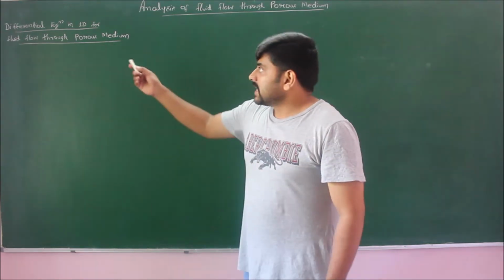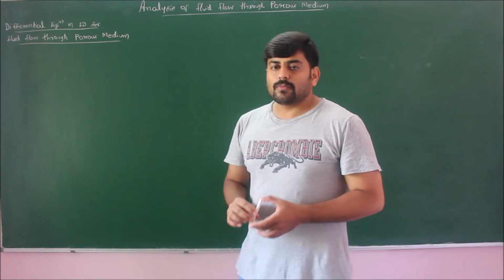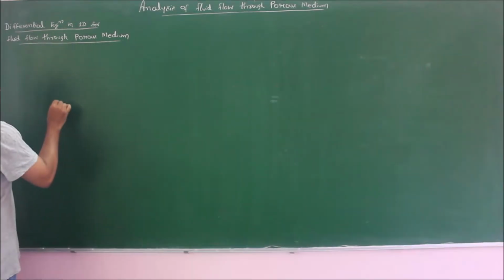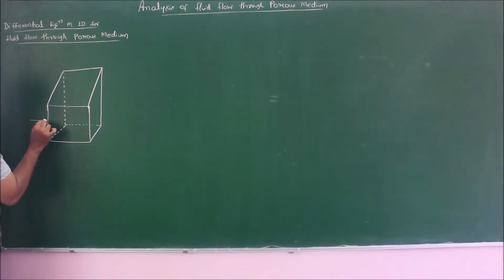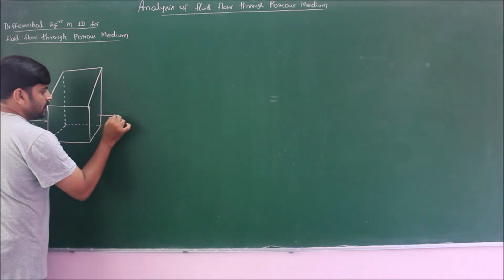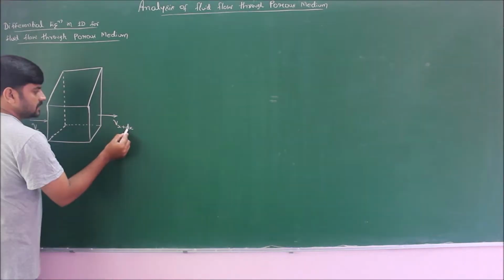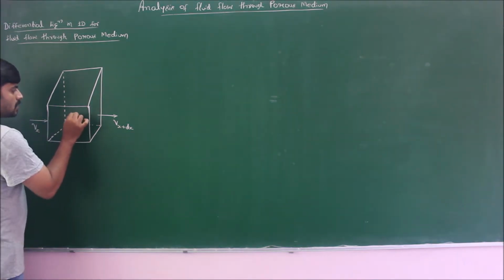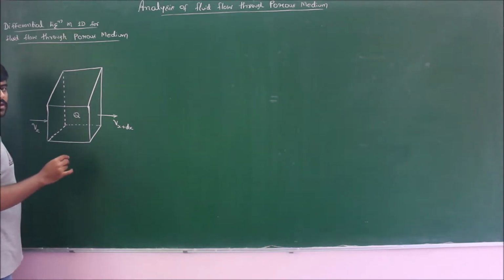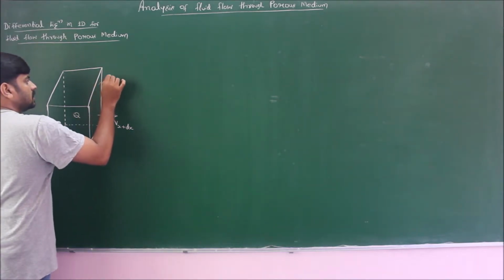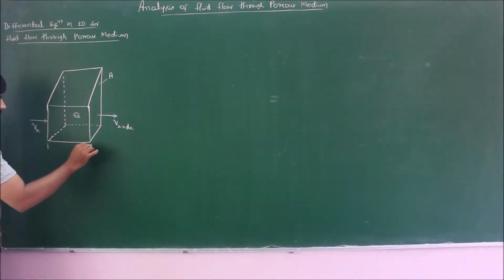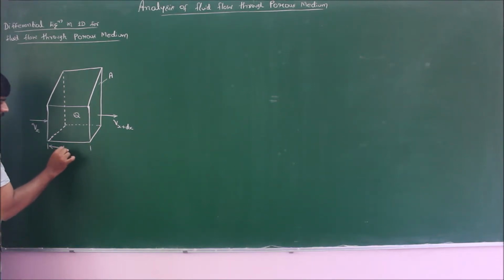Now, to derive the differential equation in one dimension for fluid flow through porous medium, let us consider the control volume. If we consider the control volume of a porous medium, let Vx be the velocity of the working fluid entering the control volume and Vx plus dx be the velocity of the working fluid leaving the control volume. And also considering Q amount of internal volume flow rate, let the cross-sectional area of this control volume be A, whereas the length can be taken as dx.